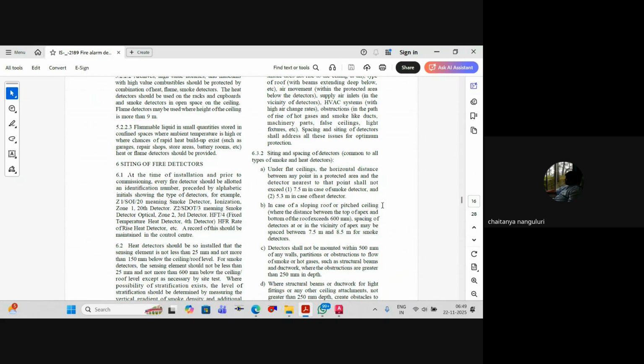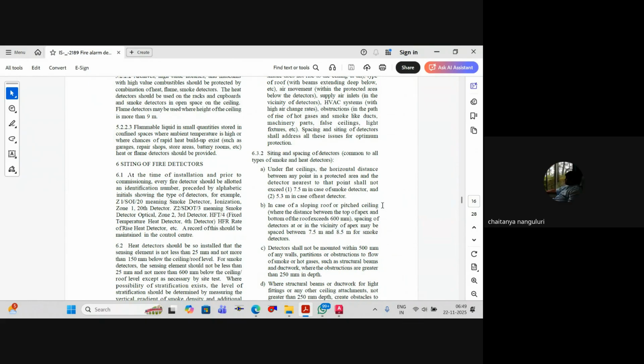6.3.2a, under flat ceiling. Whenever you've got a flat ceiling, the horizontal distance between any point in the protected area and the detector nearest to that point shall not exceed 7.5 meters in case of smoke detector and 5.3 meters in case of heat detector. In simple words, what he meant to say is any part of the ceiling should be within 7.5 meters of a smoke detector. Am I clear?